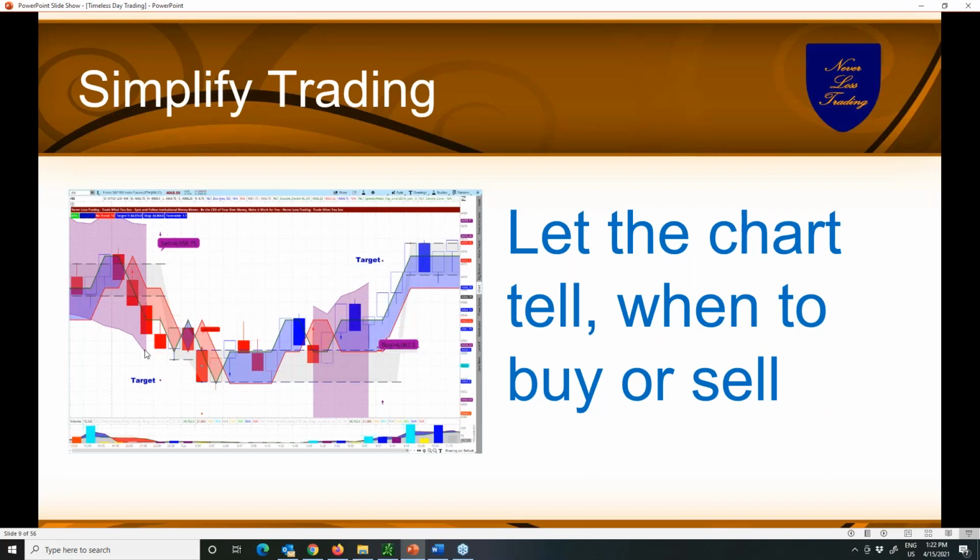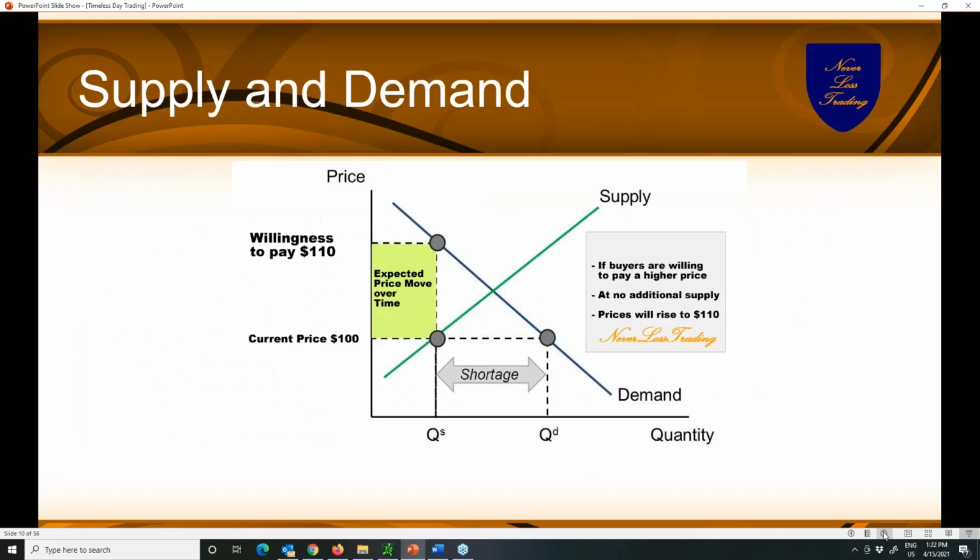We trade for the major price move, we look with our algos, and we let the chart tell when to buy or sell. And everything we do here is purely supply and demand based. Supply and demand defines the price. So what happens here, for example, you see QS, quantity supplied, but the demand is higher. With that, the price rises because the supply cannot keep up with the demand, and that makes rising prices.